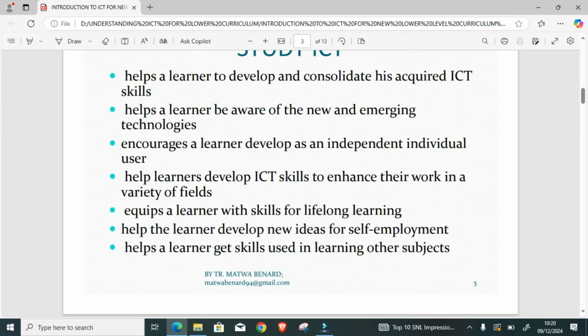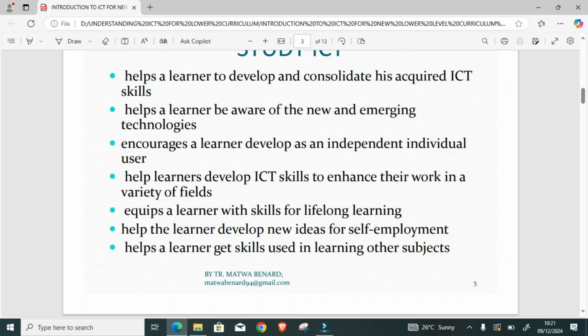Another one, it helps a learner to be aware of new and emerging technologies. When I say new and emerging technologies, what are the new things that are coming? For example, in those years back, we didn't have AI, and these days we have AI, even of different categories. It's helping people to do research and find out more information about something, although to some extent it's making people reluctant, not using their heads but instead using the technology to solve problems, which is the purpose of it.